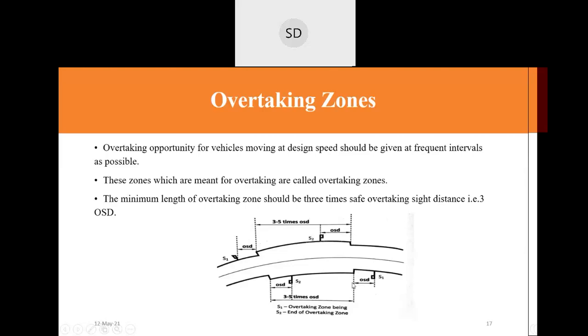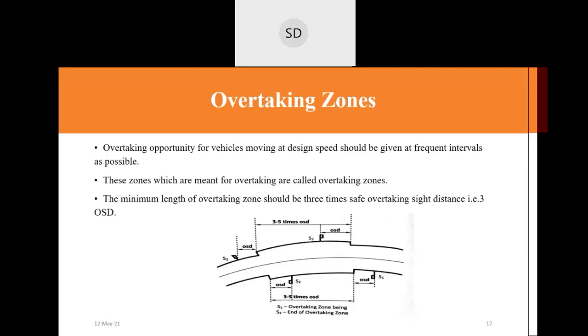The minimum length for the overtaking zone is 3 times the overtaking side distance. So if you are asked to find the minimum length of the overtaking zone, first you have to find the overtaking side distance, and after that the minimum overtaking zone. The desirable overtaking zone length would be 5 times the overtaking side distance. Now you have provided that overtaking zone on a particular highway.